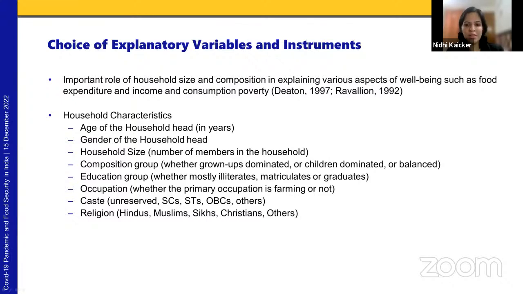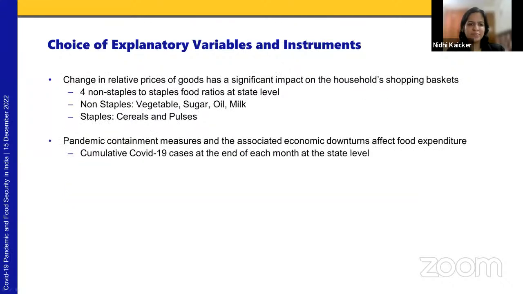We use a binary variable, whether the household's primary occupation is farming or not. This is an important determinant because the former are likely to have higher calorie requirements based on vigorous physical activities, as well as have greater availability of food from home production. Finally, because religion and religious beliefs play a very important role in food consumption patterns, we use household religion as well as caste, because caste-based inequality in India exists not only in terms of income and wealth, but also food consumption patterns. So these are the household characteristics that we use as our controls.